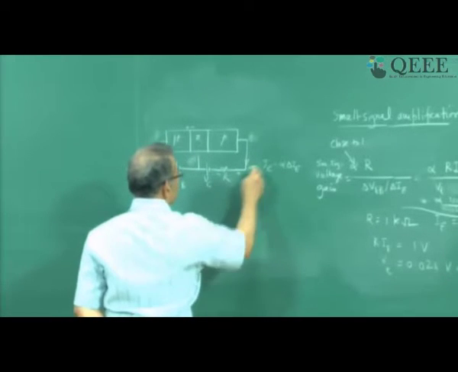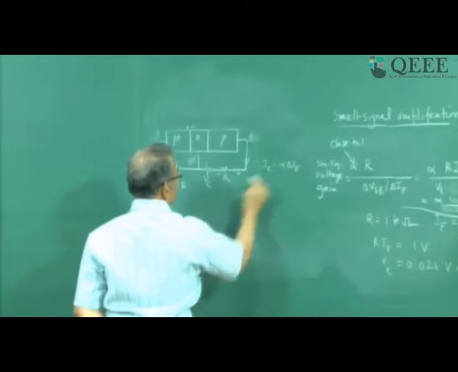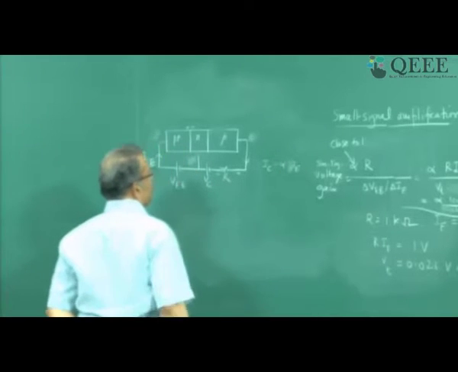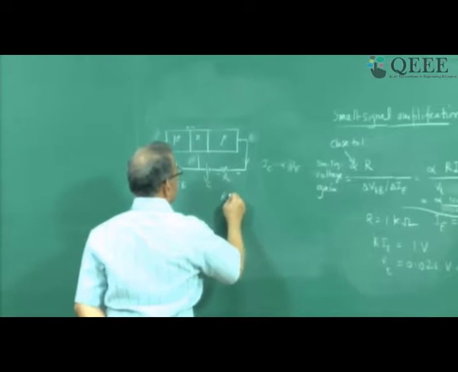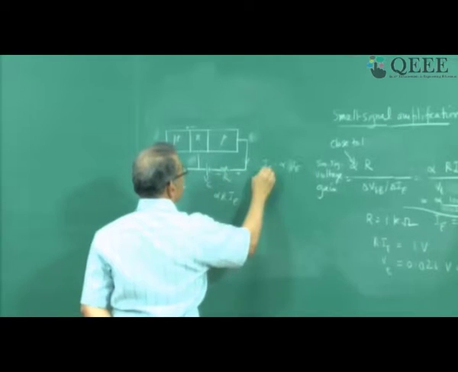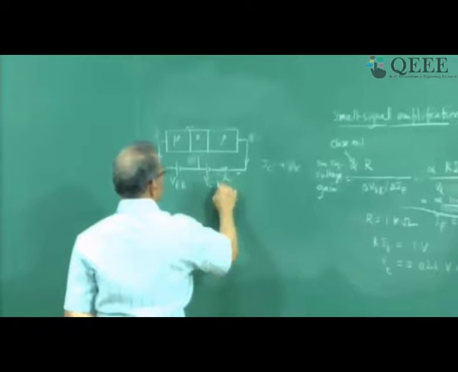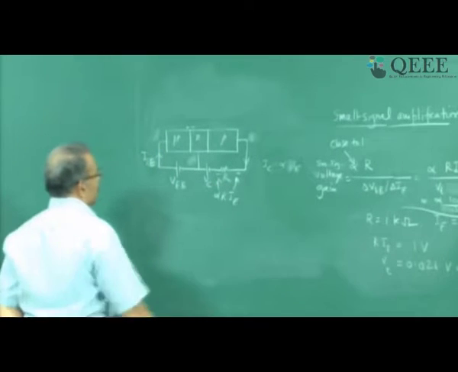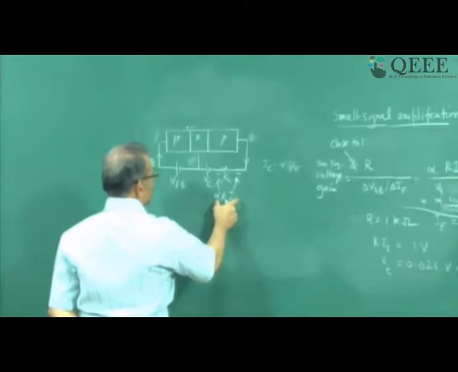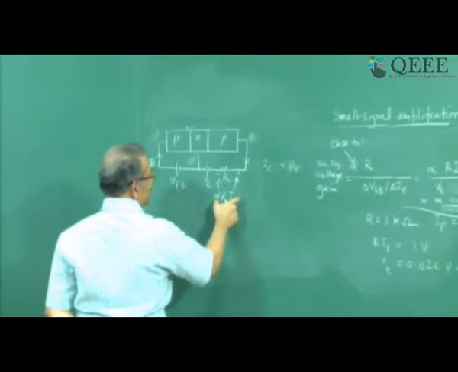You are passing this IC across the resistor and you are getting a voltage drop across this, that is alpha R into IE. It is R into IC, but IC is alpha times IE. So that is your voltage drop here. Now you are going to compare this voltage with this voltage. This is the input voltage, this is your output voltage.